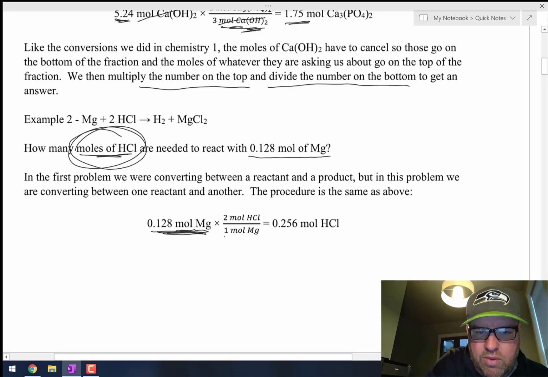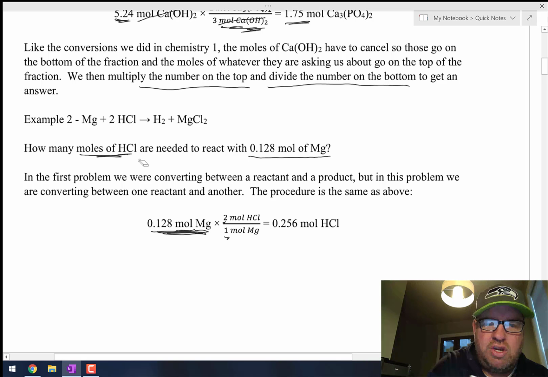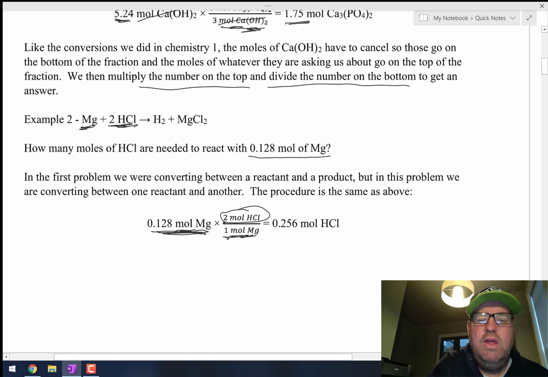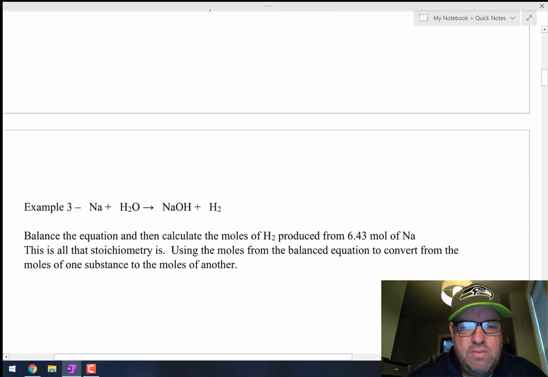And then where do that 1 and that 2 come from? Of course, from the balanced equation. Notice that you're starting with 1 mole of magnesium, and it's going to react with 2 moles of HCl. So 1 mole of magnesium, 2 moles of HCl, and then in my calculator I take 0.128, I multiply by 2, I divide by 1, and I get an answer of 0.256 moles of HCl.